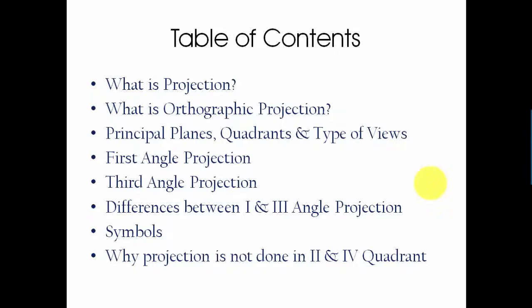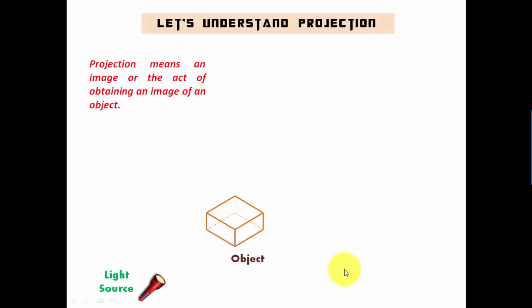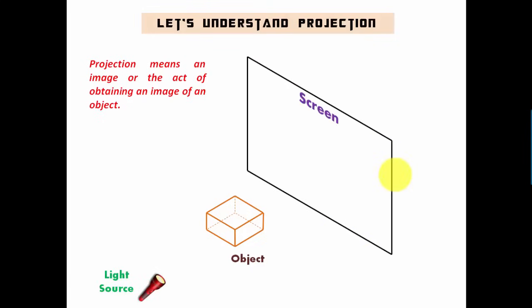So here we go. Well, projection has two meanings. One is that projection in itself is an image, while the other meaning refers to the process or activity of obtaining an image. Now let me demonstrate how all of it works. So we have an object, a light source and a screen on which we would be getting an image.